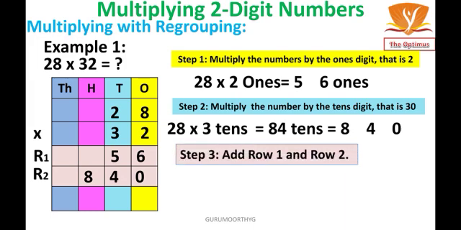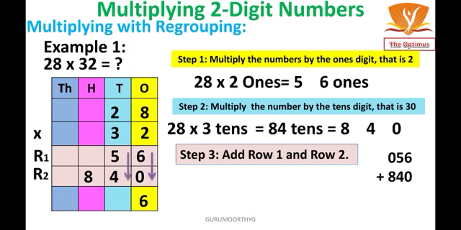Step 3. Add row 1 and row 2. That means 56 plus 840. I am going to add 1's place. 6 plus 0 equal to 6. In this 6, I am going to write in 1's place.